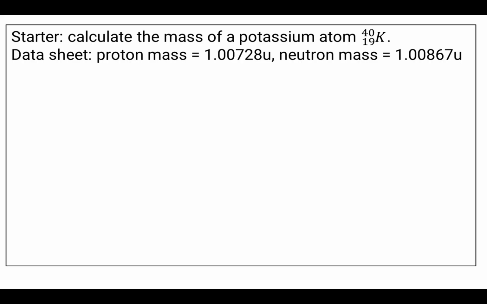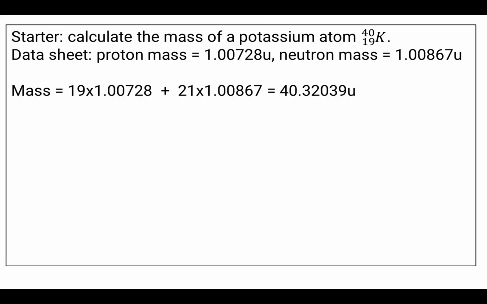So what we've got here is an example. So you could do this one. These u values are on your data sheet as well. So proton mass is 1.00728. Neutron mass 1.00867. So it's calculate the mass of a potassium atom. So what I want you to do is do the constituents. So we're going to pause and attempt that.